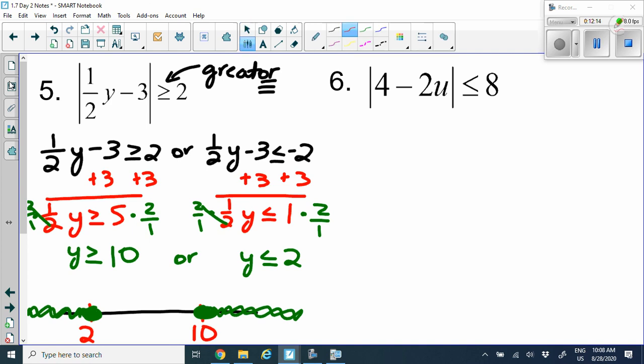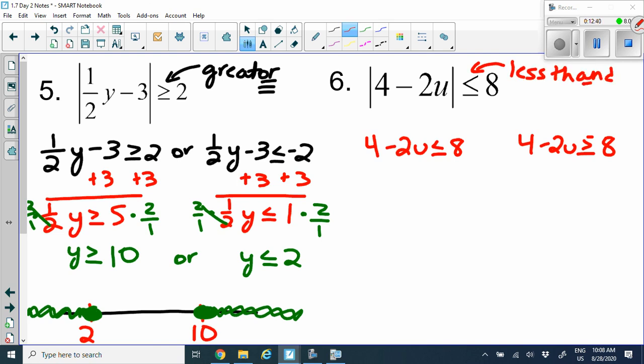So just like we did before, create 2 inequalities. So this is absolute value of 4 minus 2u, less than or equal to 8. So I have 4 minus 2u, less than or equal to 8. And I have 4 minus 2u, flip the sign, negate the number, greater than or equal to negative 8. Now decide, is this an and or an or problem? This is a less than, so it is an and problem. So once we solve, we do need to write it as a compound inequality.